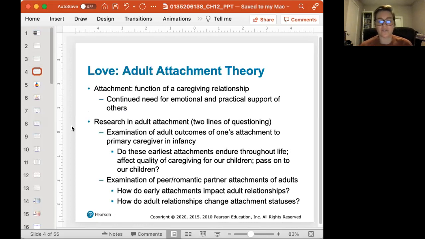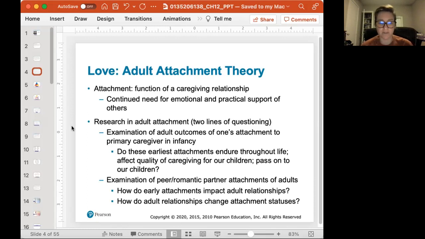Research in adult attachment has two lines of questioning. One of the lines examines adult outcomes of attachment to primary caregivers in infancy. So questions that might be asked: do the earliest attachments endure throughout life? Do they affect quality of caregiving for children? And do we pass them on to our children if we've got certain types of attachments?